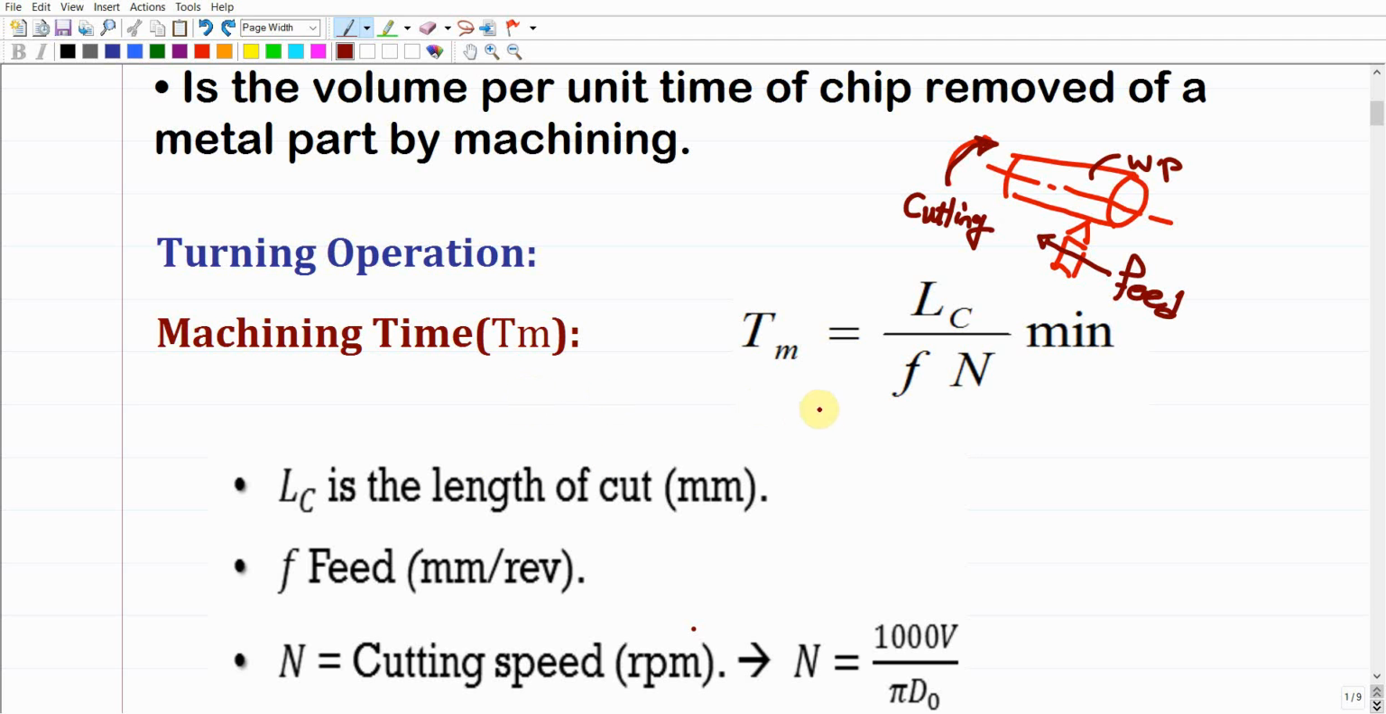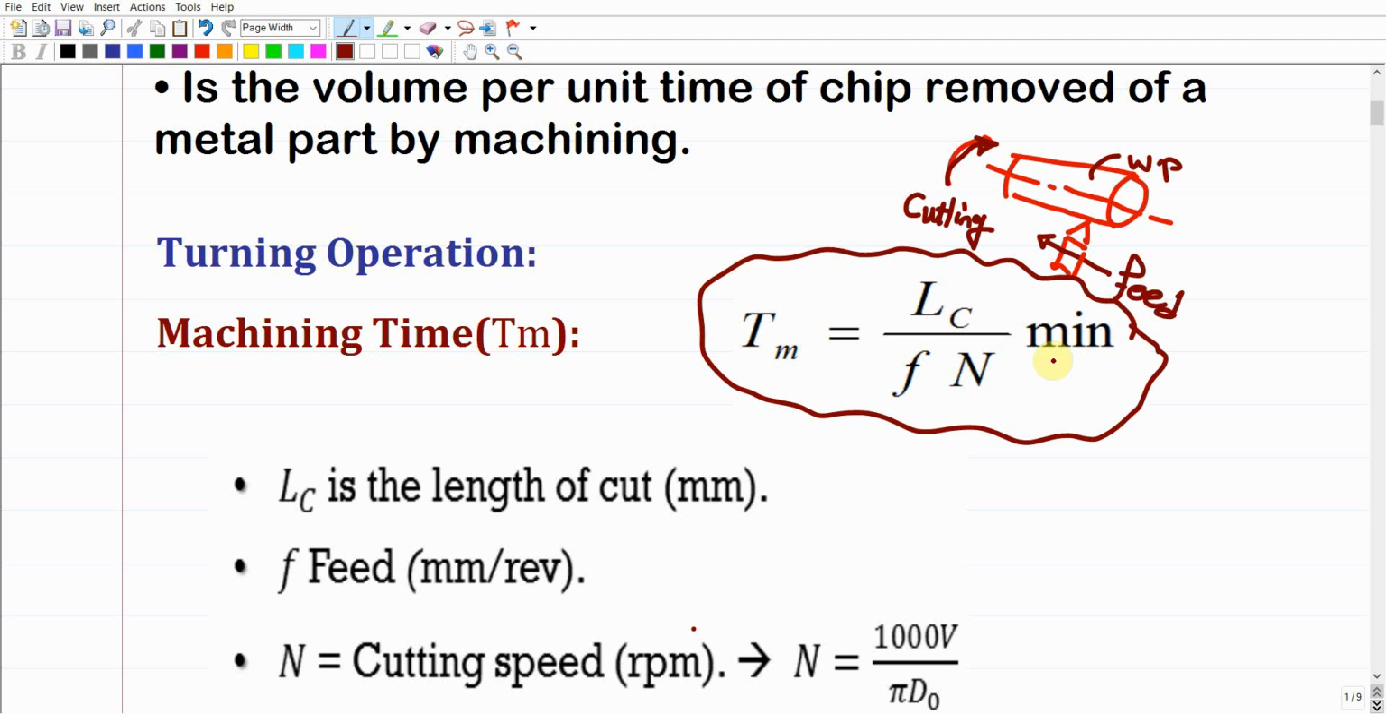So if we are interested in calculating the machining time, this is going to be the formula or the equation that we're going to use for the calculation of the machining time. Actually, it is not just for the turning operation, which is the first operation that we're discussing here, but in fact, you could consider that this is a general equation for the calculation of the machining time for any machining operation, whatever it is.